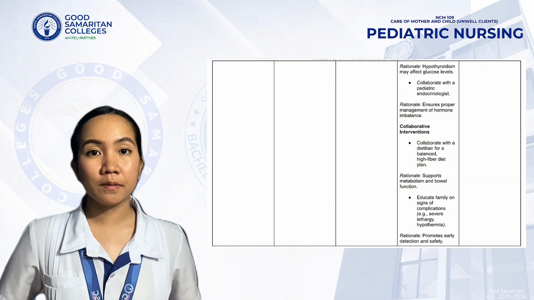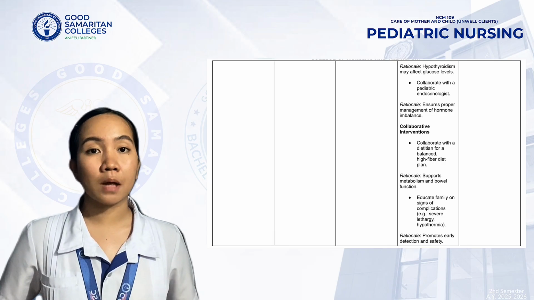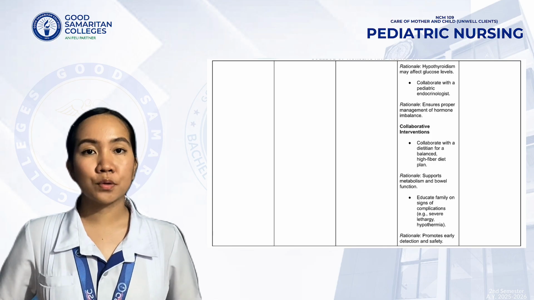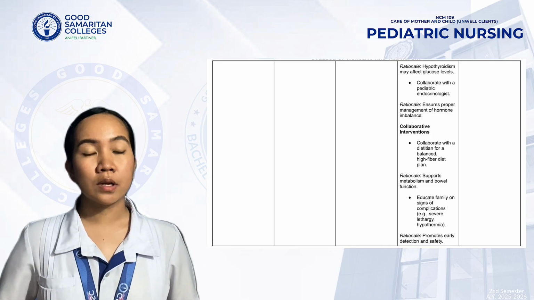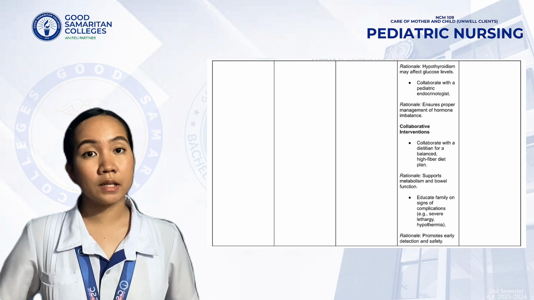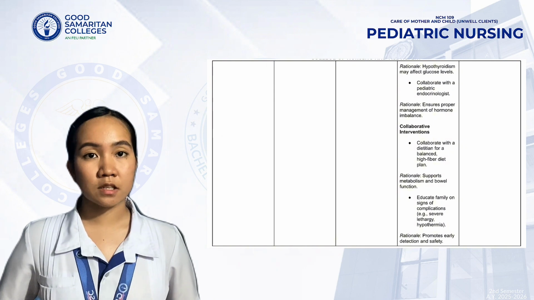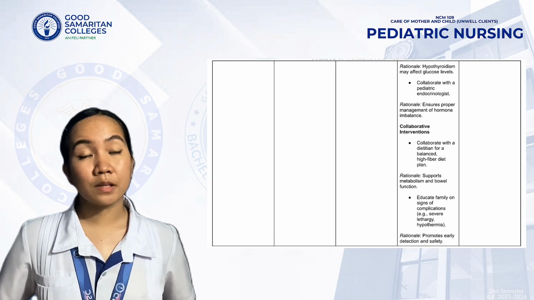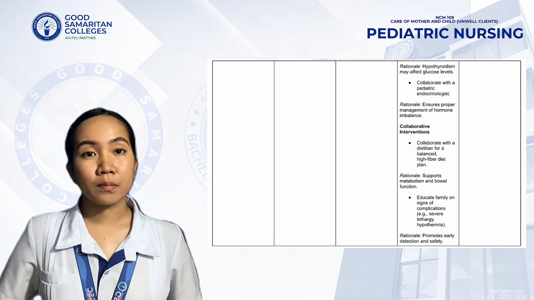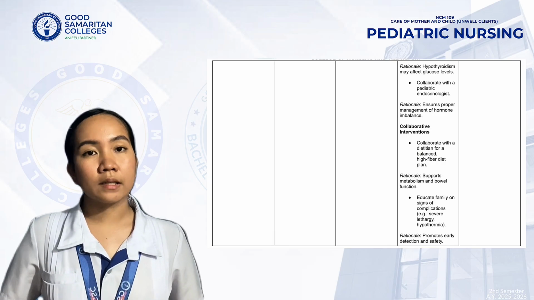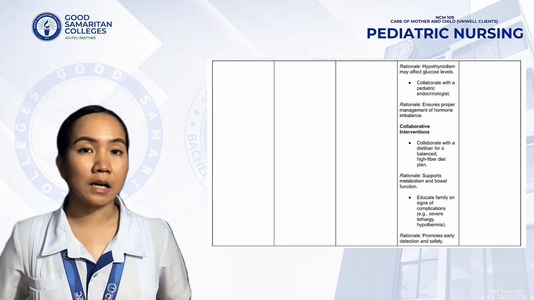So, for collaborative interventions naman po, we're going to collaborate with dietitian for a balanced, high-fiber diet, para po masuportahan natin yung metabolism and digestion ni patient. And also, we're going to educate family on signs of complications such as severe lethargy and hypothermia. And importante po ito dahil ang family po ang nagbabantay sa bata, so dapat alam po nila yung mga signs para if ever man na magkaroon ng complications, maagapan kaagad.